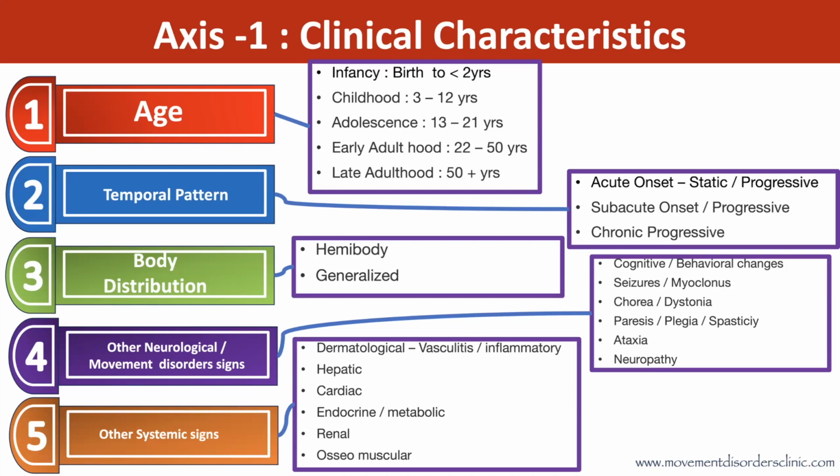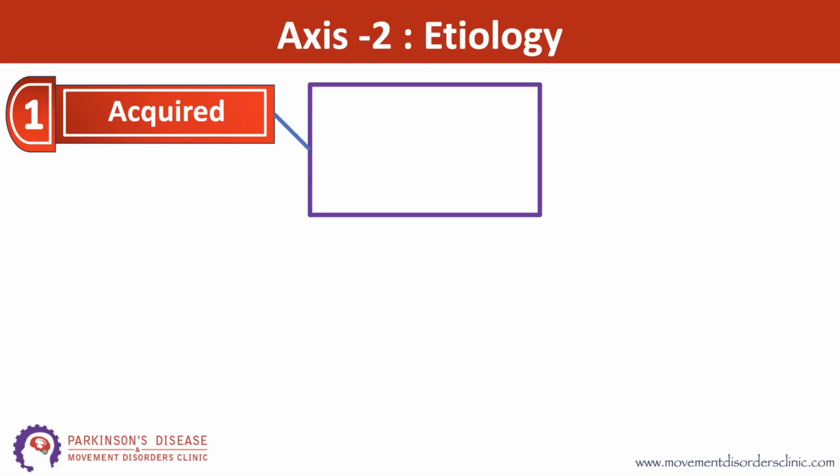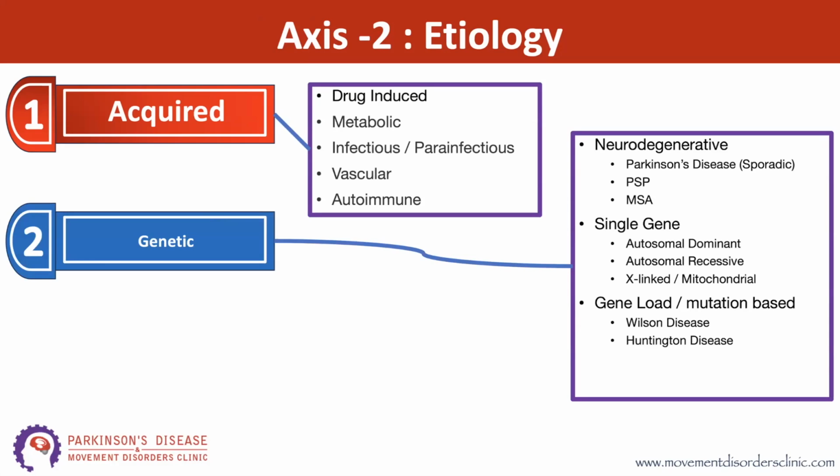So if you look into these five clinical patterns of age, temporal pattern, body distribution, other neurological or movement disorder signs, and other systemic signs, you have an axis 1 approach for an akinetic rigid syndrome. Then comes the axis 2, that is the etiological causes. This includes, as we all know, acquired causes. Always look for drug-induced, metabolic, infectious, para-infectious, vascular, autoimmune, space-occupying lesions, and henceforth. So I've just given a few names down there.